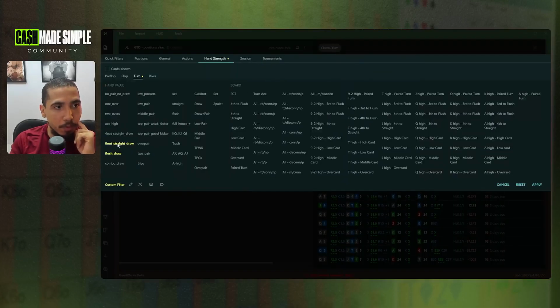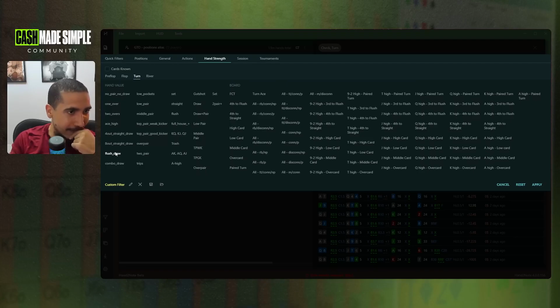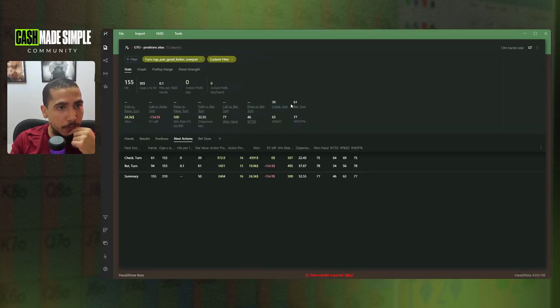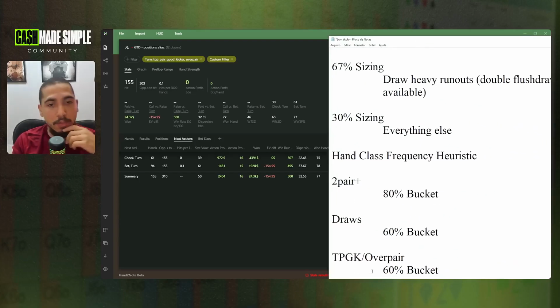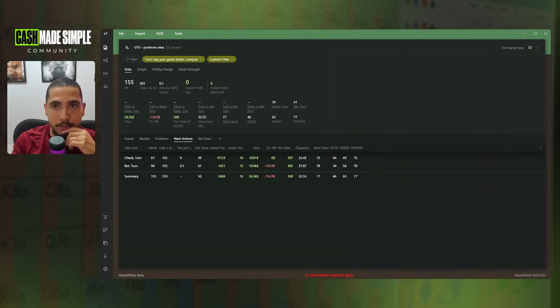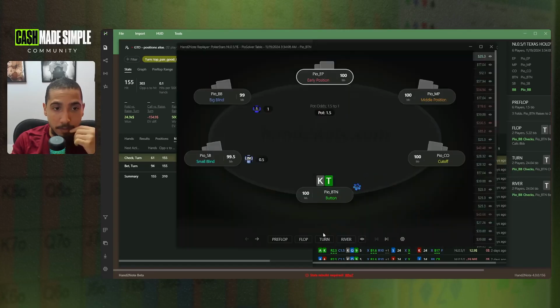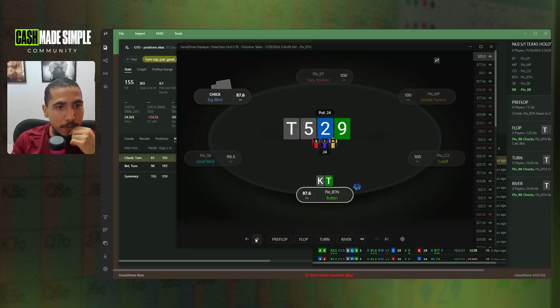Next, what would be another relevant hand class here? I guess another relevant hand class would be the top pairs. So top pair, good kicker, and over pairs, 60% bucket for those. Top pair, good kicker, over pair, relatively tight, relatively passive strategy here with top pair and over pair. You can see here 60% bucket. Okay, 60% bucket for those hands. You're going to have to check sometimes, well, a decent amount of the time, with those top pair good kickers.